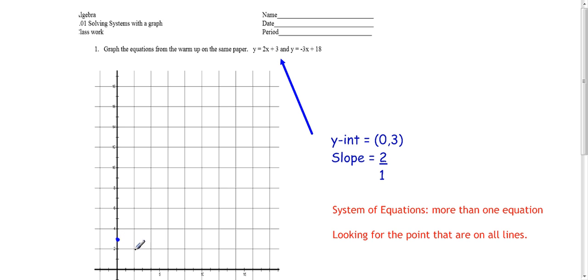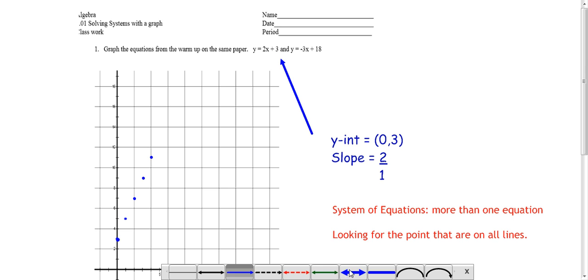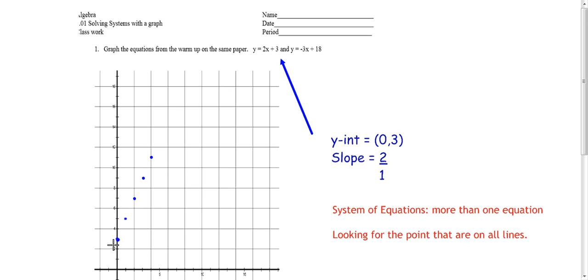Now notice each one of these lines is actually 2. So like this is 2, 4, 6. So we're going to go up 2 to the right 1, up 2 to the right 1, up 2 to the right 1, etc. And then go ahead and draw your line. There you go.